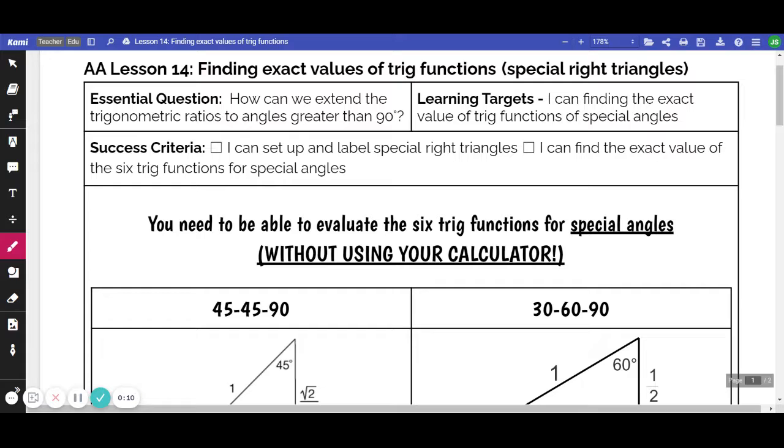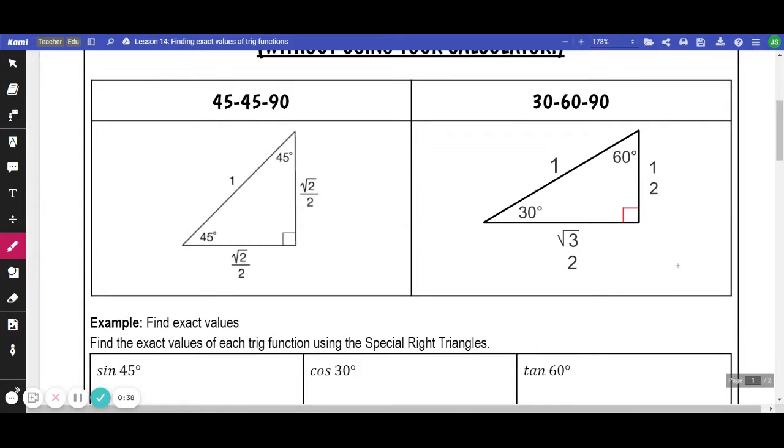Lesson 14. We're still working with trig, but we're going to change gears here a little bit. We've just been working with trig with any right triangle, and now we're going to stick to some very specific ones. You've used your triangle to find missing sides, to find missing angles, and now we're going to evaluate trig functions. We're going to get exact answers. So that means no decimals. And we can only do this for some very specific angles.